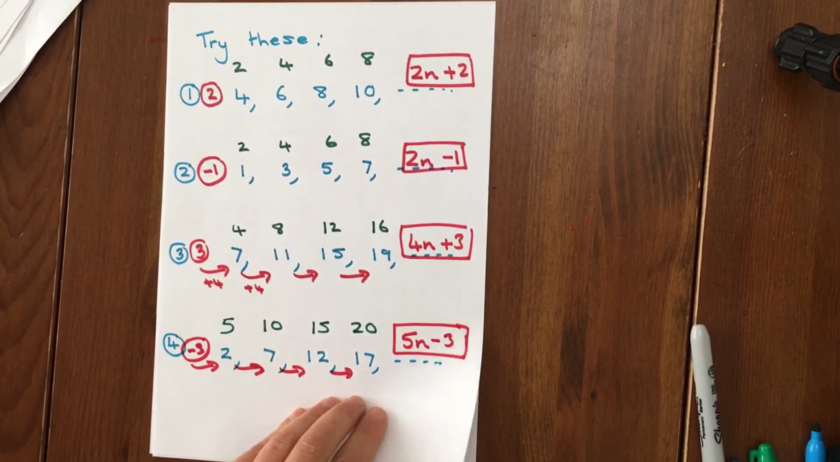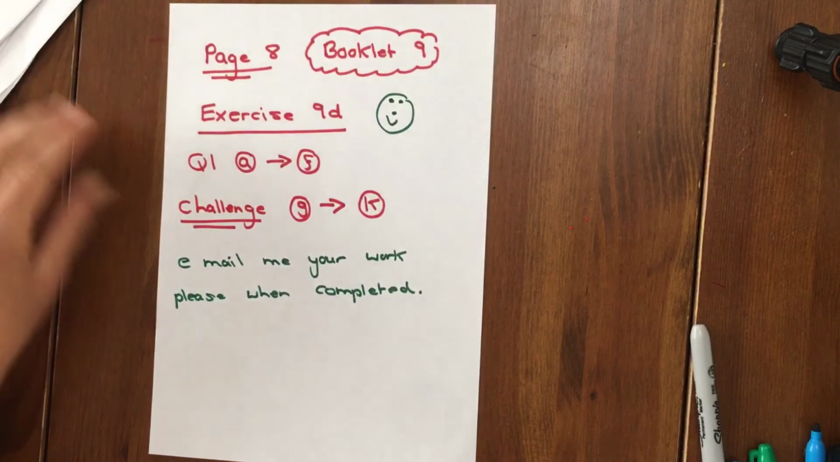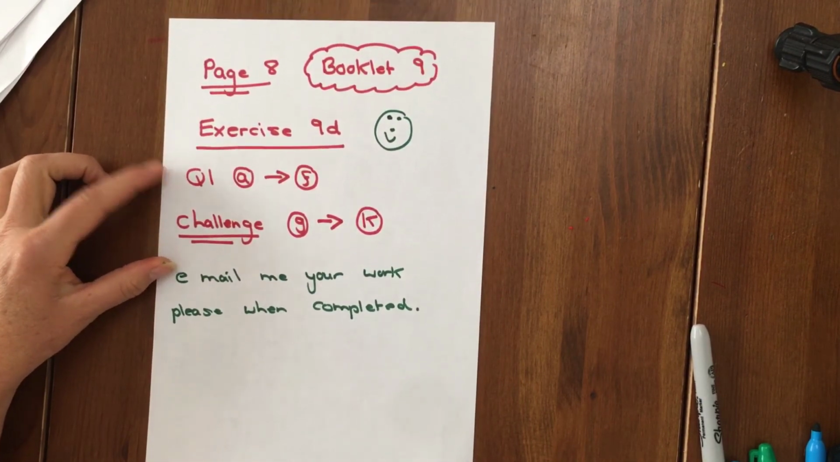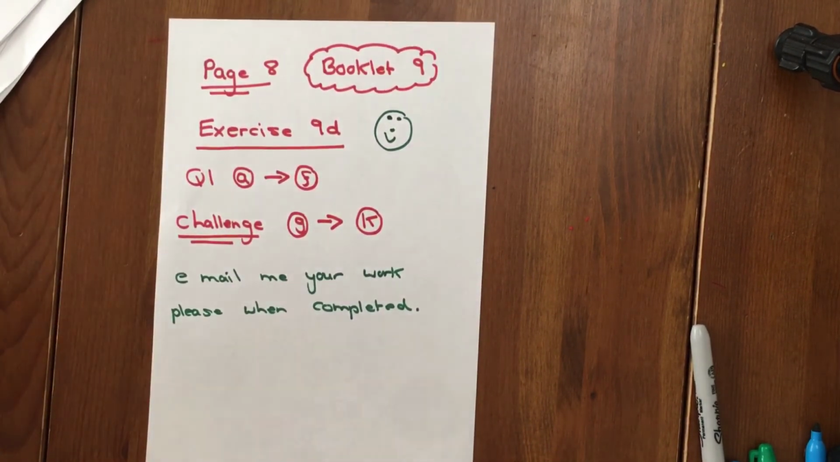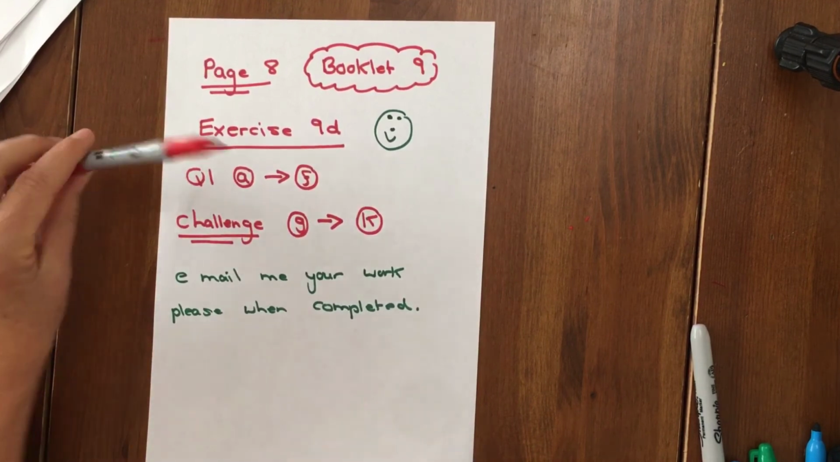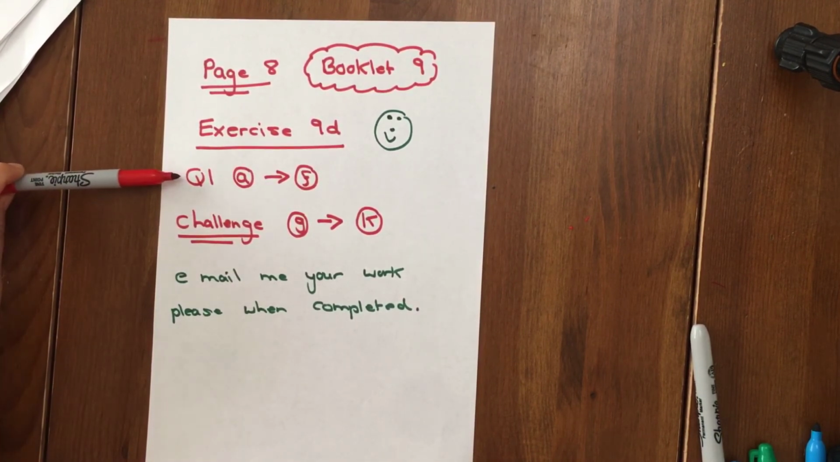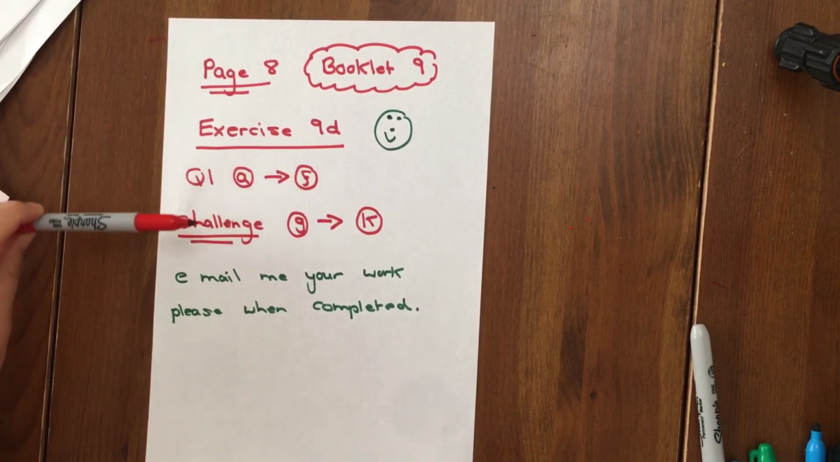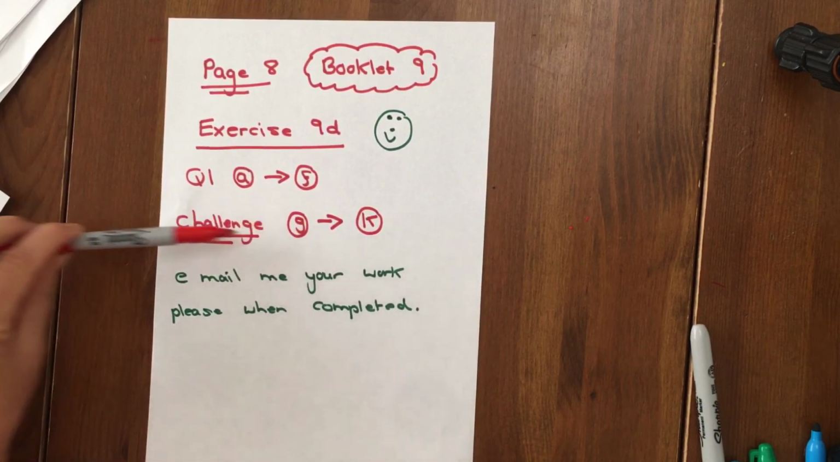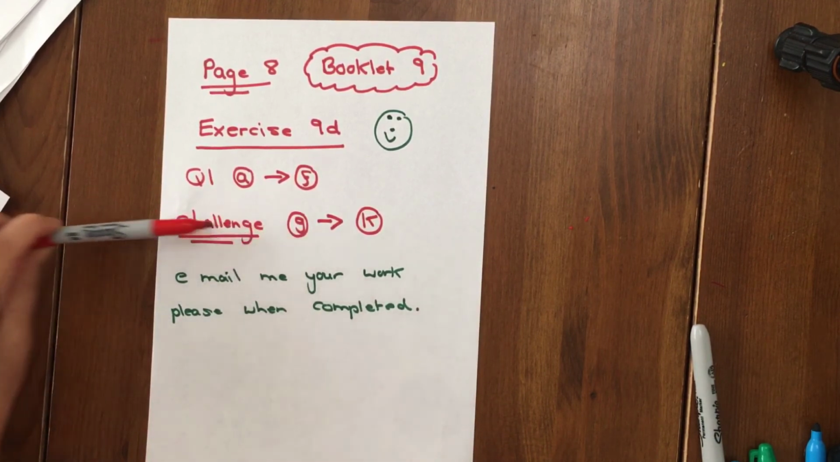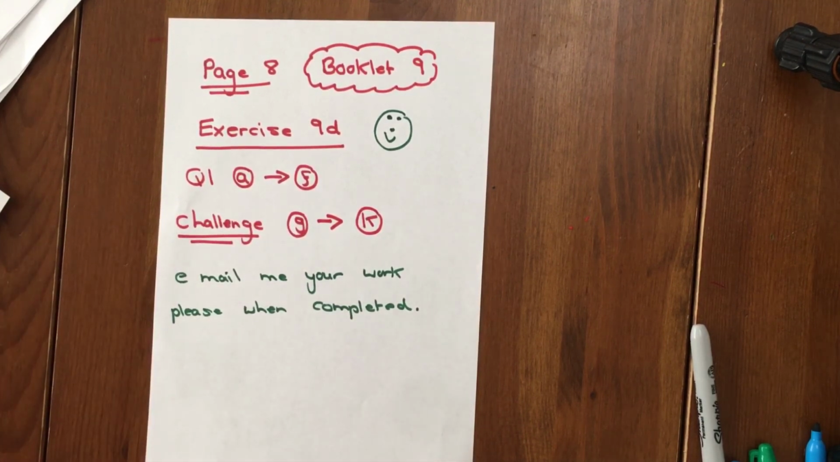Right, so the work I'd like you to do is turn please to page 8 in booklet 9. I'd like everyone to have a go at A to F on question 1, exercise 9D. And then these have some negative values in and some decimals in, which is a little bit harder, so that's your challenge work. Once you've done it, please email me your work.